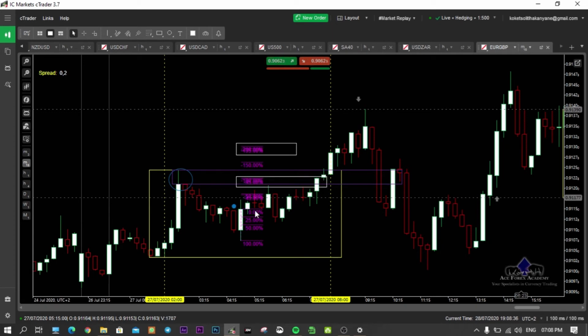All right, so 1:1 was very attainable, but of course one needed to be very conservative and very careful when taking on this particular trade. As you can see, we took a buy position on this pair, and price then continued to push, giving us our 1:1 risk reward ratio.